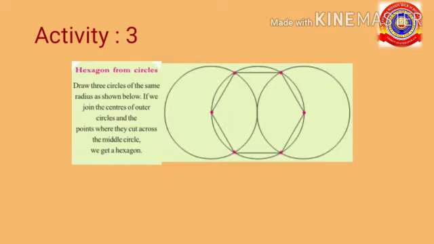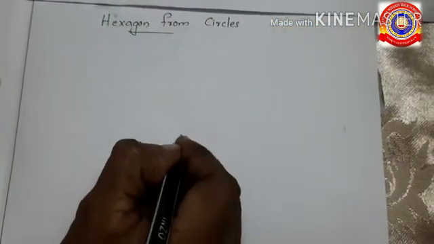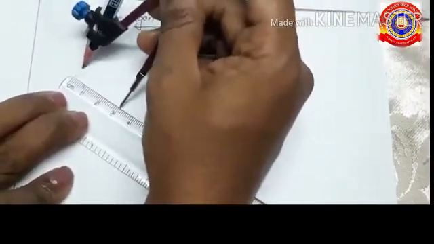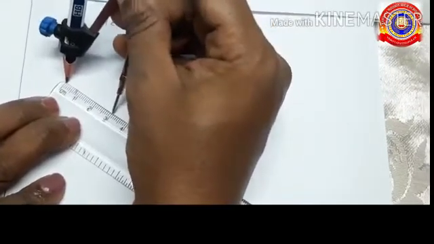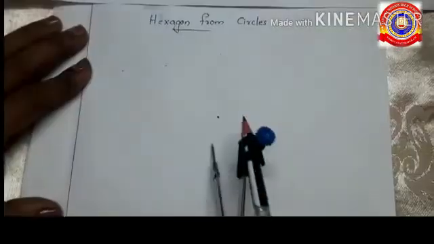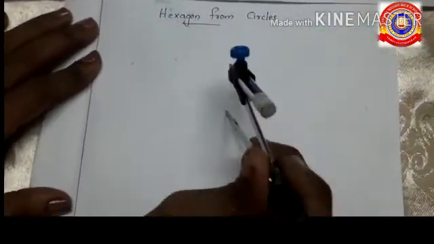Activity number 3. Draw 3 circles of the same radius as shown below. If we join the centers of outer circles and the points where they cut across the middle circle, we get a hexagon. Let's draw a hexagon using the 3 circles. First of all, mark a point. Then take the ruler and compass and take the measure 3 cm in it. Now draw a circle of radius 3 cm.